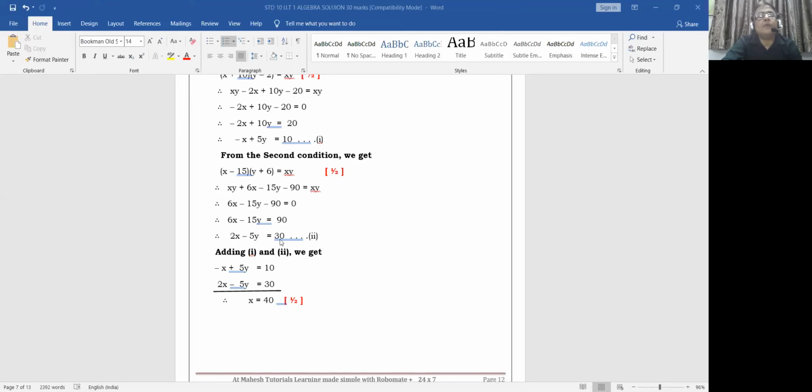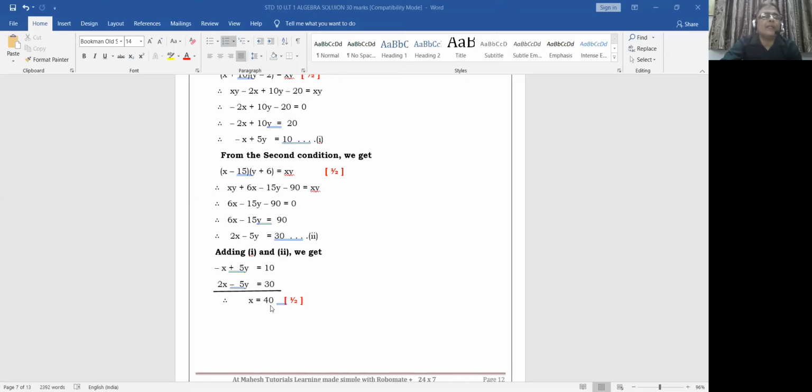Now it is my simple two equations. Look at X here. It is minus 1X. Here it is 2X. X is not equal. Forget about X. Look at Y. 5Y, and here it is minus 5Y. Signs are opposite, plus 5Y minus 5Y. Opposite signs, so we will add. Adding the two equations, 5Y cancels. 2X minus X will be equal to X. And here 10 plus 30 will give me 40. So X is equal to 40. If you got X equal to 40, give half mark.